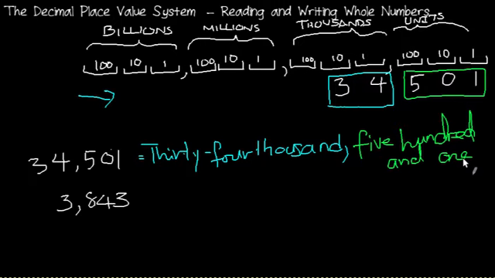Step 1, record all of the numbers within each period along with the period name. So in this case, 34,501. And we don't really repeat the units because it's 501 ones. Let's look at the next one.